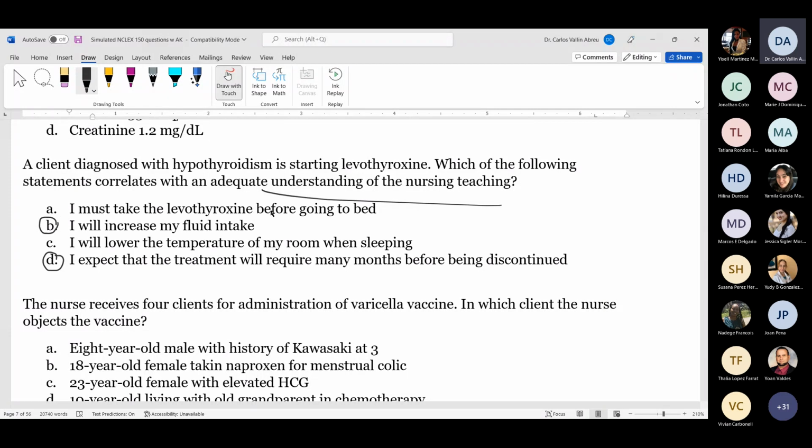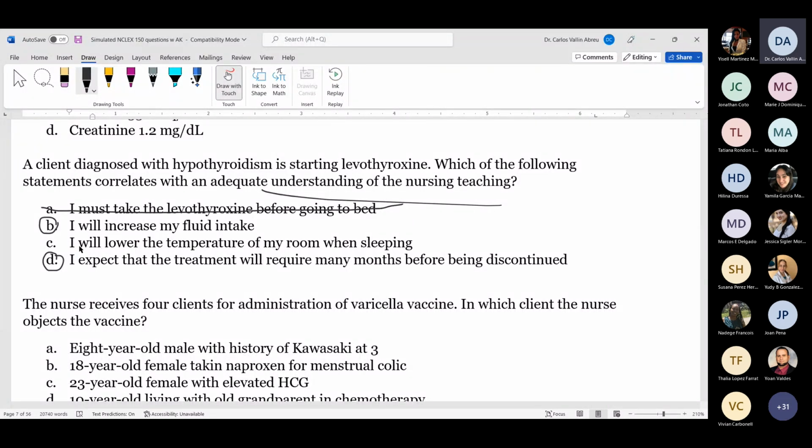I must take the levothyroxine before going to bed. No, levothyroxine is better taken on an empty stomach and in the morning. The rationale is, first, food inactivates the medication. It needs to be taken with water, and you need to wait at least half an hour to have your breakfast, preferably 1 hour. And second, this medication wires you up, activates your metabolism, and if you take that at night, then you can suffer from insomnia. So we can rule that out because it's incorrect.